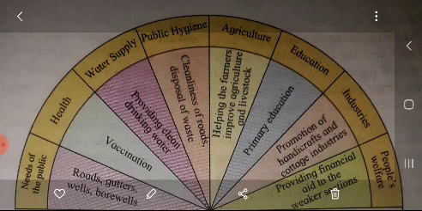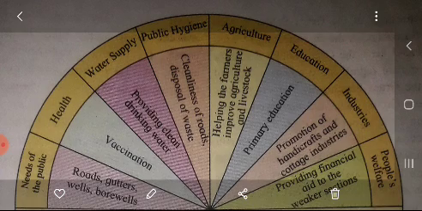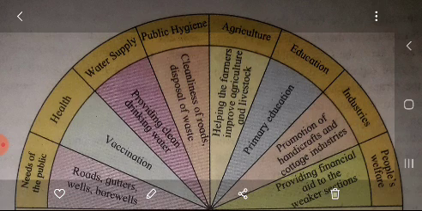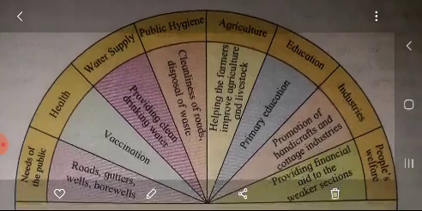Next is agriculture, helping the farmers to improve the agriculture and the livestock by providing good seeds and all that, manures. Next is education. Primary education should be given to the students. Basic needs, basic education.